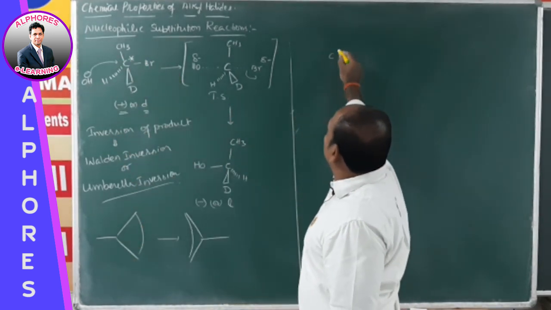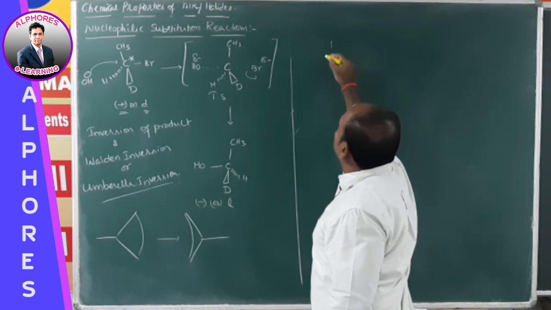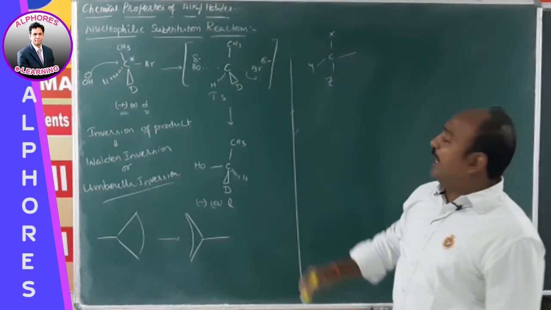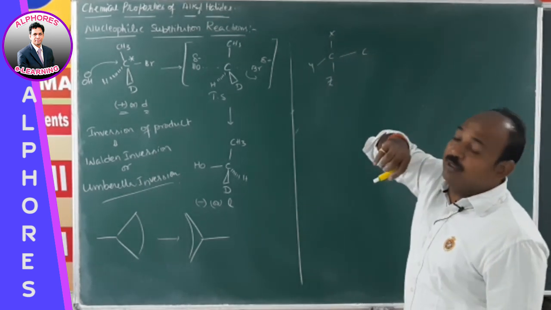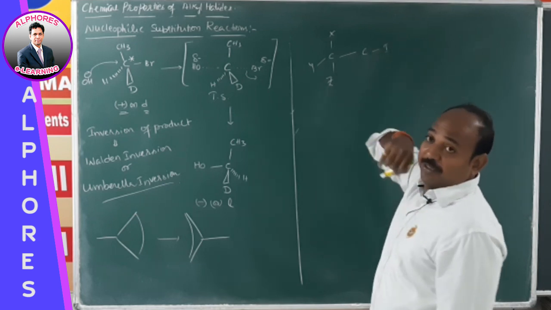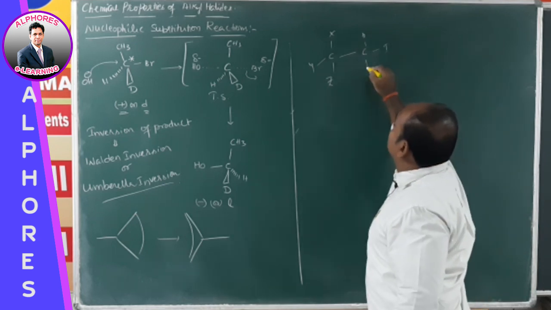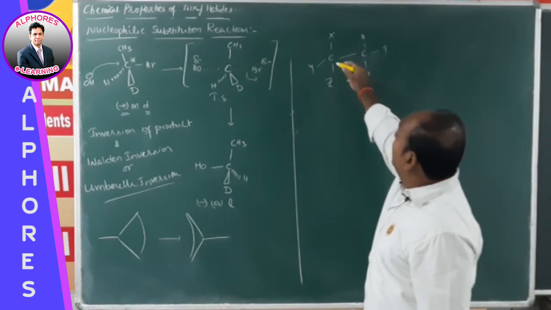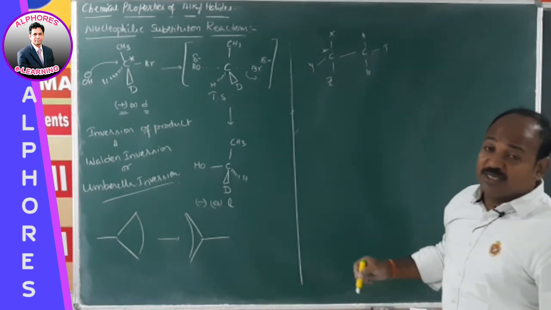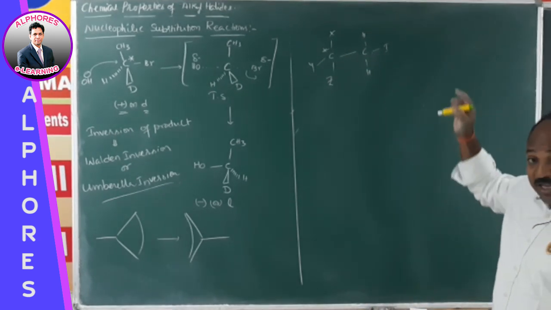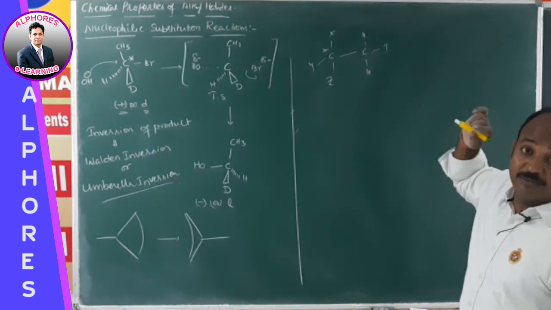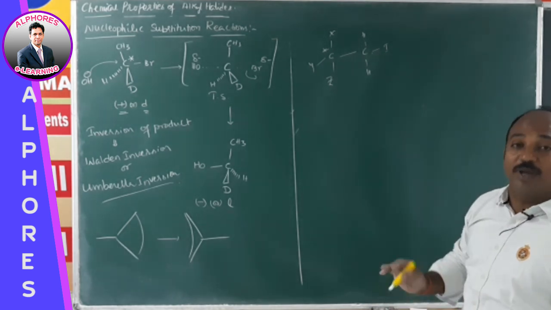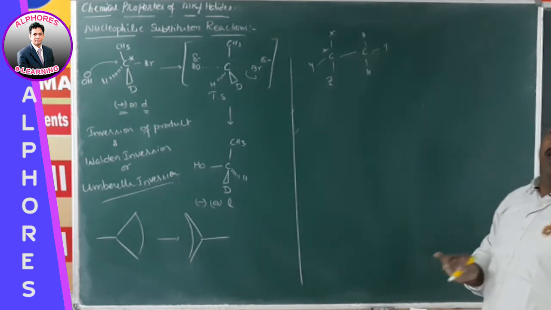Now I am going to consider one more example here. This carbon is attached to 4 groups, say X, Y and Z, and the fourth bond is with carbon. This carbon consists of some iodine, and the remaining 2 are hydrogens. In this case this carbon is not chiral, but the other carbon is chiral. So even though the substrate has a chiral carbon, the halogen containing carbon is not chiral, that's why we cannot notice any inversion of product.